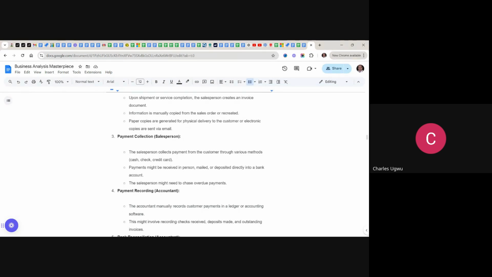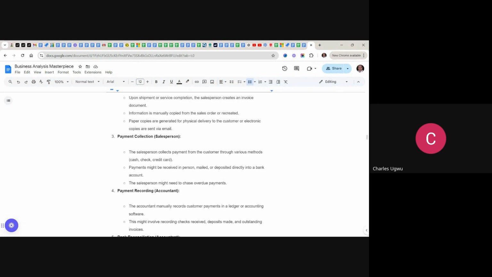Then the salesperson will equally tell you how to collect payment. The salesperson collects payment from the customer through various methods. We collect money in cash, check, and credit card. The payment might be received in person, by mail, or deposited directly into a bank account. The salesperson might need to chase overdue payments.